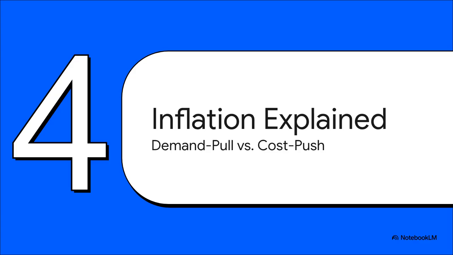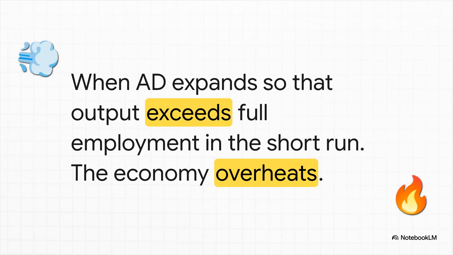Things go wrong. Shocks happen. So let's use our brand new map to diagnose one of the most common economic problems out there, inflation. And it turns out inflation comes in two main flavors. First up, we have demand pull inflation. This is the classic story of too much money chasing too few goods.